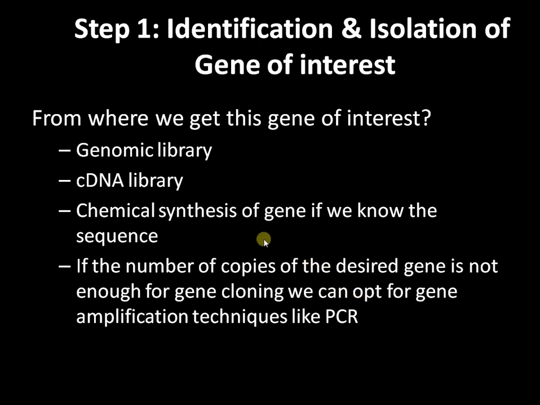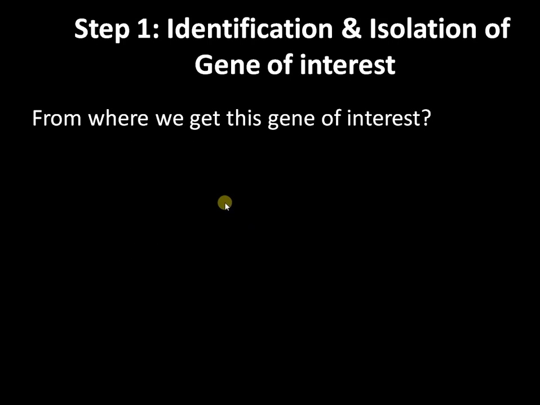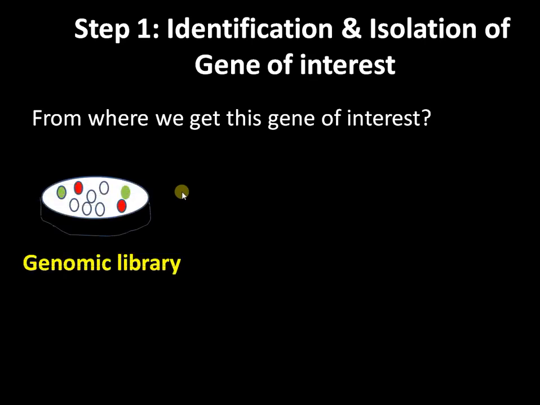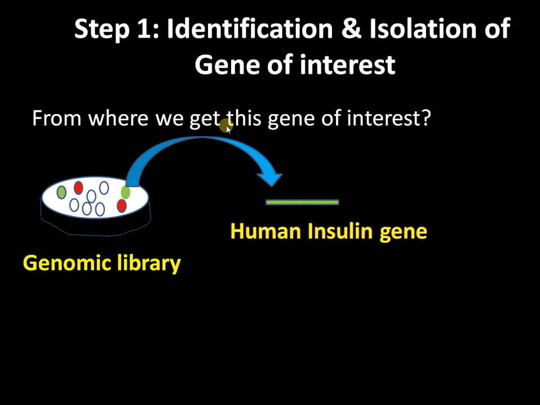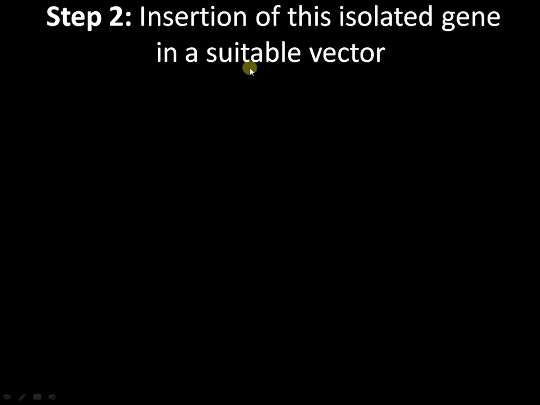So in order to understand all these concepts, let us take an example. Here we are going to introduce the human insulin gene into bacteria. Step 1: from the genomic library, we have taken the human insulin gene. As I mentioned, the genomic library is a source from where we get our gene of interest. So step 1 is that I have taken the human insulin gene from the genomic library. Step 2, I need to insert this desired gene, that is the insulin gene, into a suitable vector.